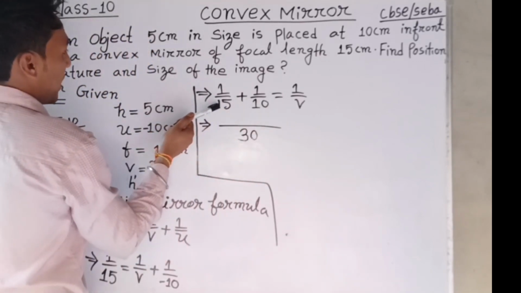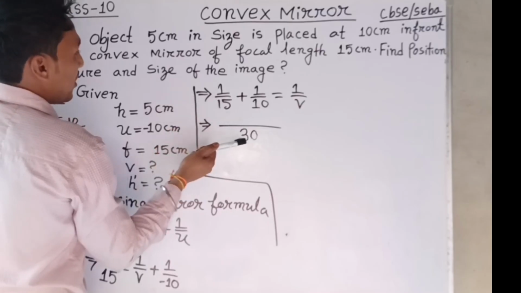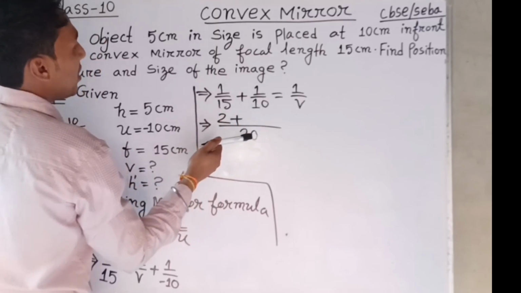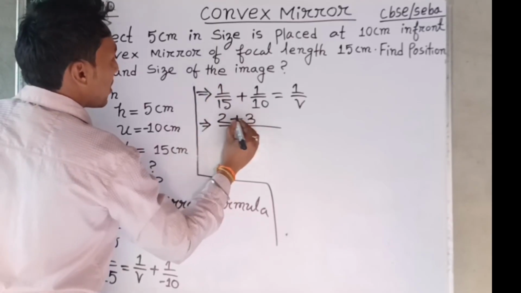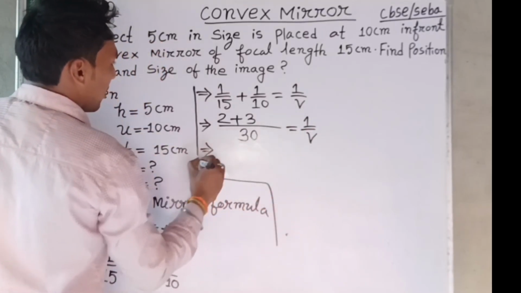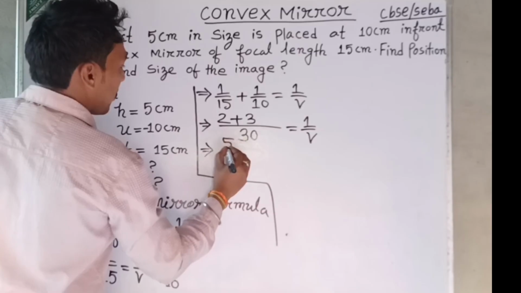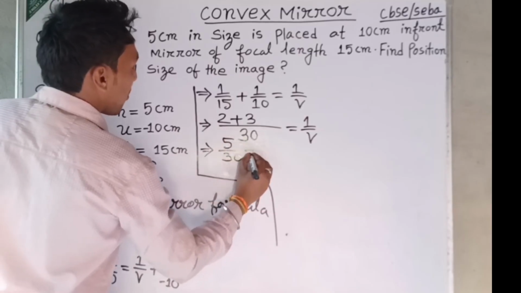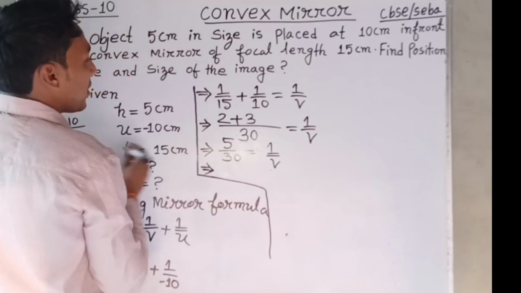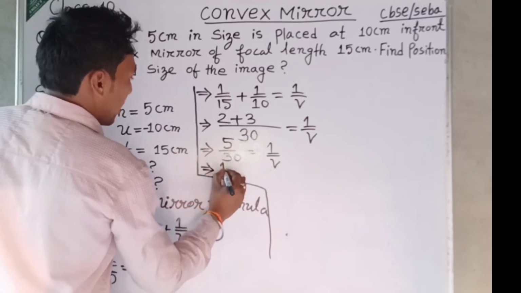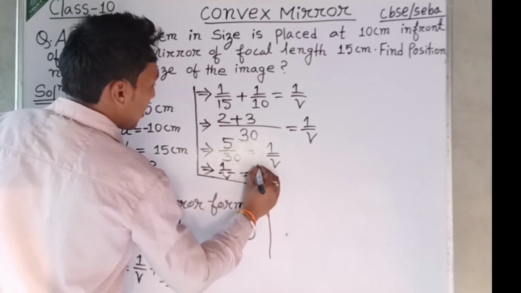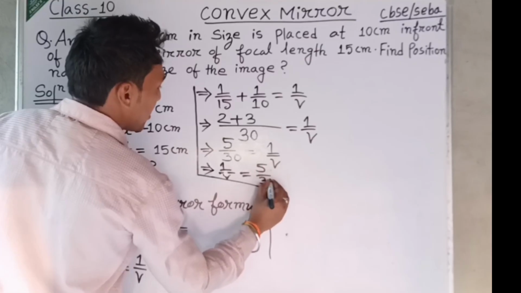Check the denominator now. 15 2s are 30, so 2 1 is 2. Plus 10 3s are 30, so 3 1 is 3. So right here 2 plus 3 equal to 1 by v. 2 plus 3 is 5, so right here 5 by 30 equal to 1 by v. Now I'll bring this 1 by v left hand side. So when you will interchange the value, no need to write the minus sign. 5 by 30, right, as it is.